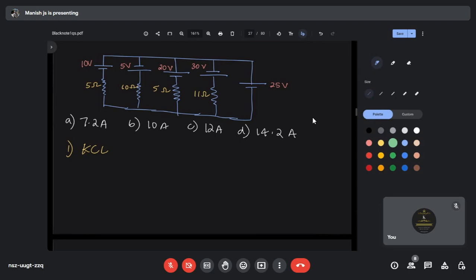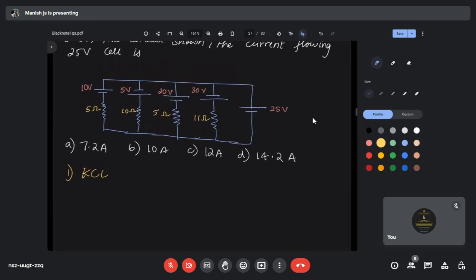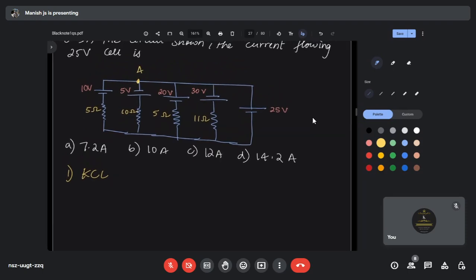So let us first mark how many nodes there are here. So how many nodes are there in our circuit? First, this is a node A. I am marking it as A. This is another node B. This is node C.